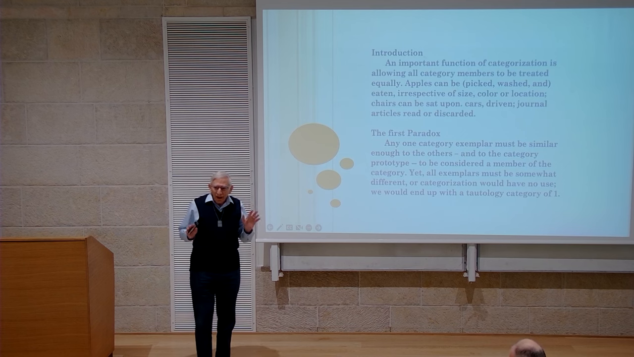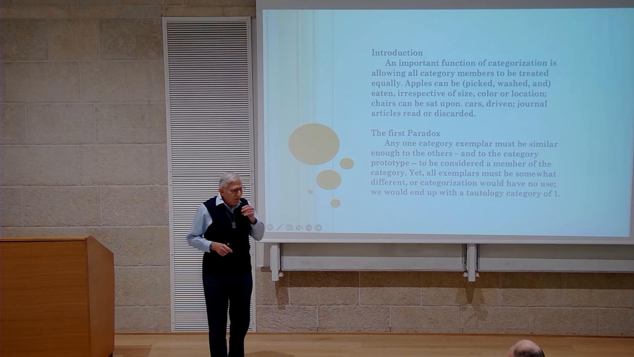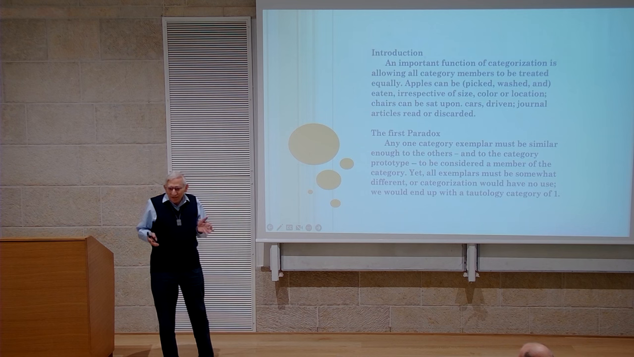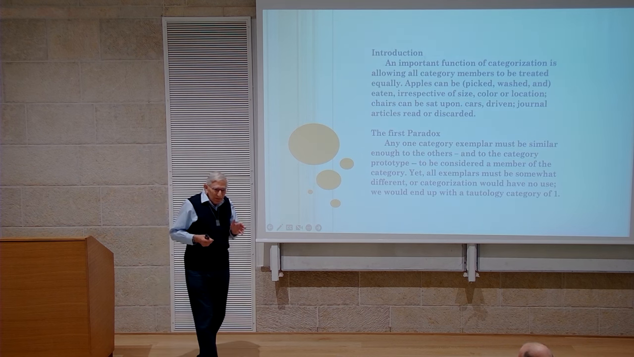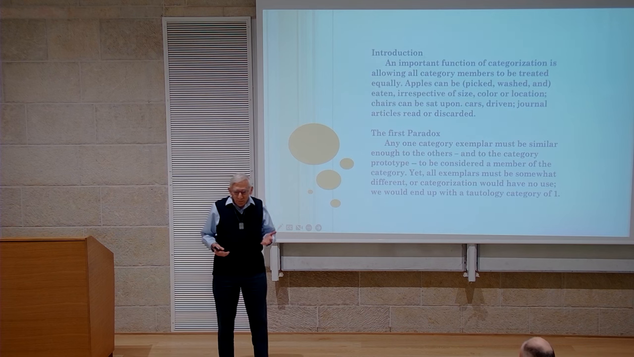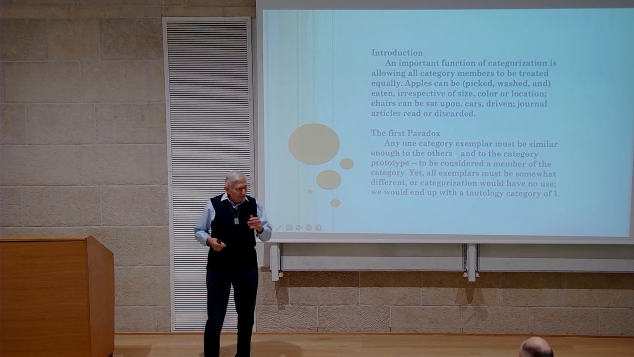What I want to talk about today is categorization. So first of all, a paradox about categorization. The paradox is as follows. First of all, it's important that we categorize. It's important partially because of communication. We can tell people the name of a category, and they know exactly what we mean.